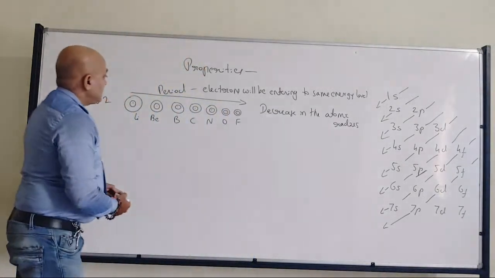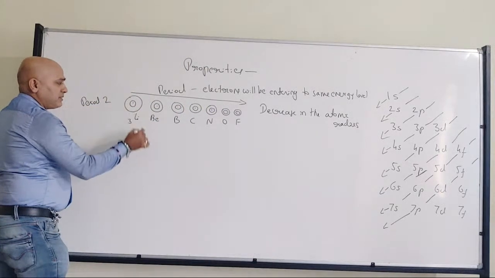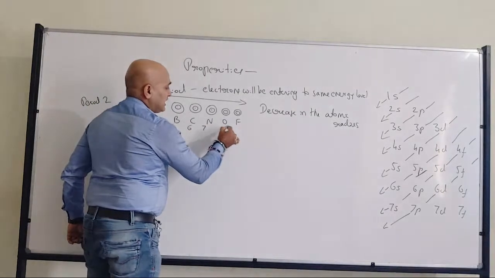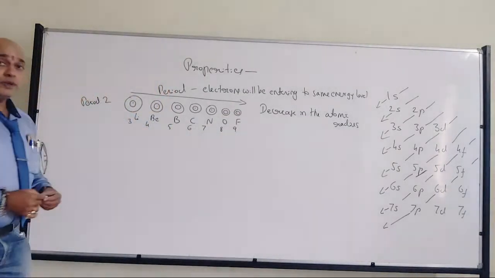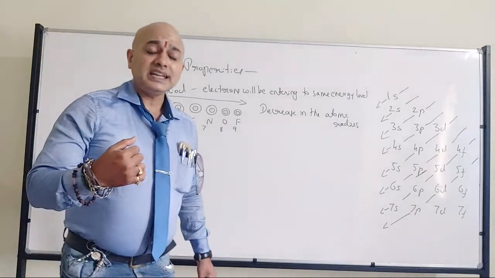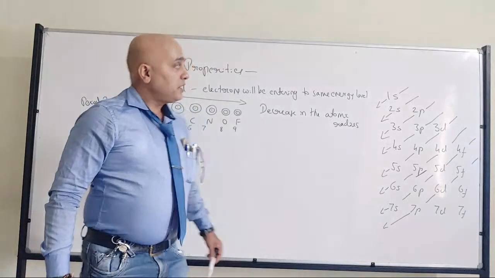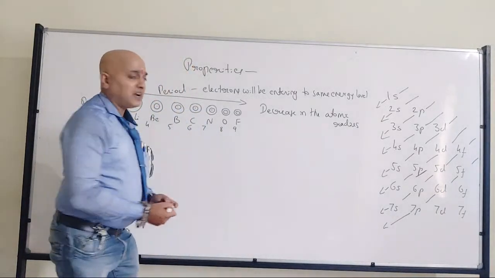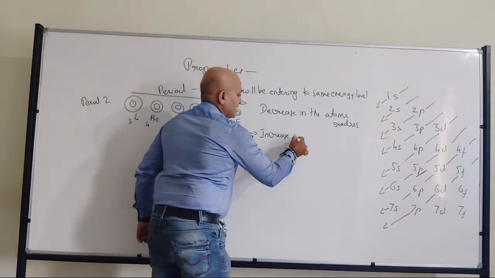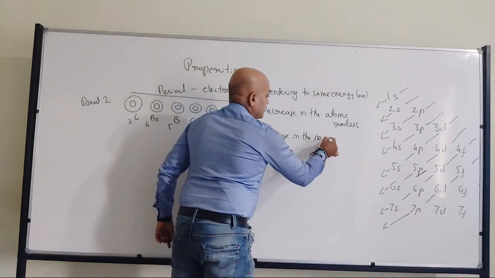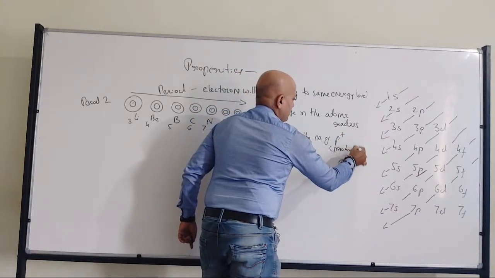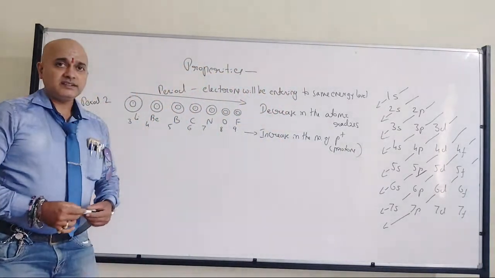That is because if I observe it carefully, atomic number is 3, 4, 5, 6, 7, 8, 9. Atomic number is getting increased. Along the period, atomic number is getting increased by one number. Now what I mean to tell you is, when there is an increase in the atomic number, that shows an increase in the number of protons. So increase in the number of protons, right?